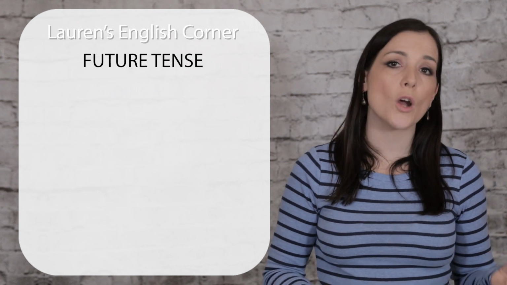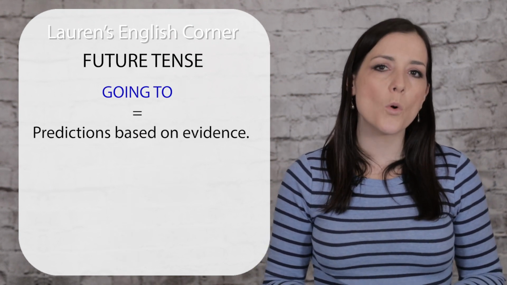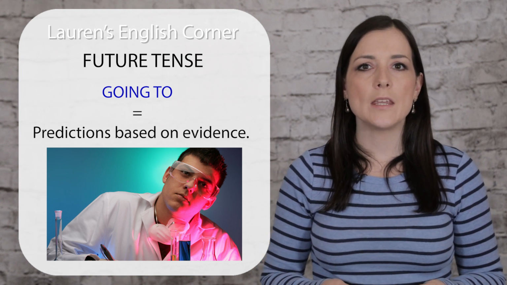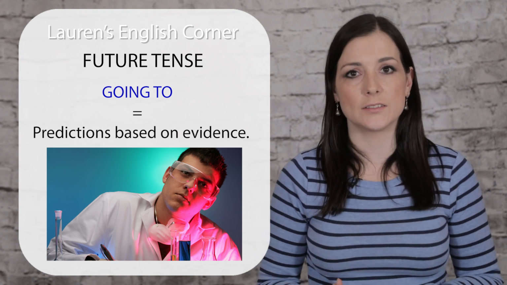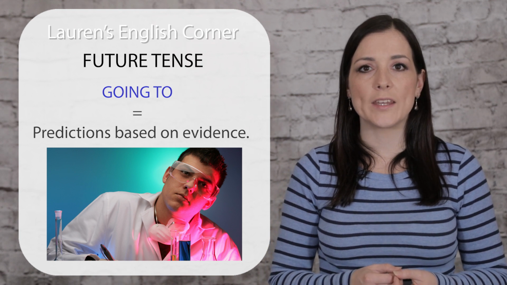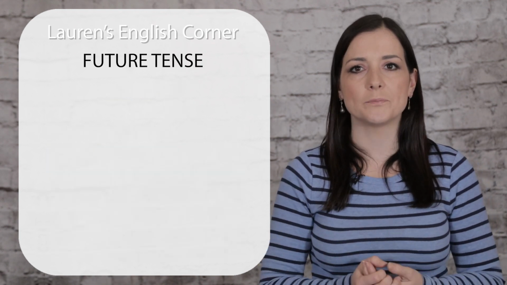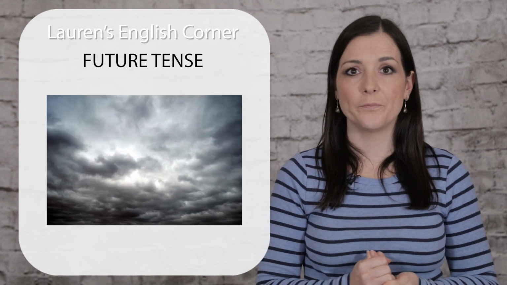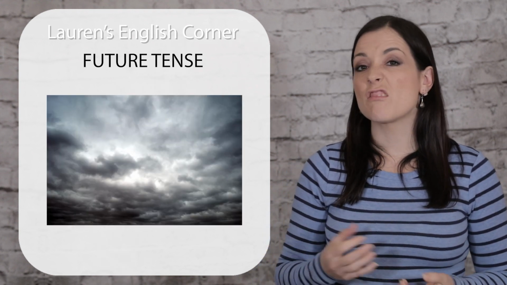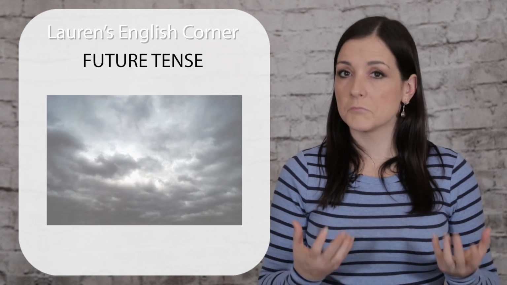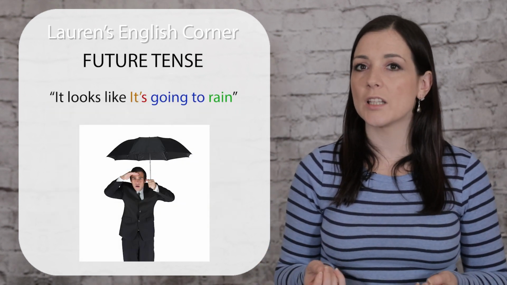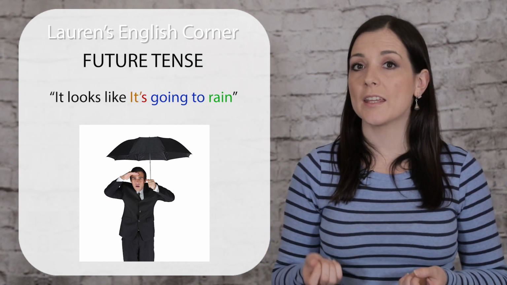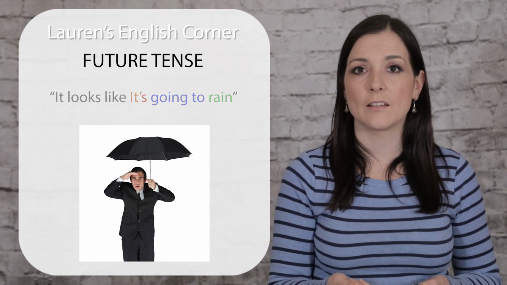However, we use going to if we are more sure about something. Maybe because there is evidence that we can see what is going to happen. For example, you see grey clouds, so you say, it looks like it's going to rain.